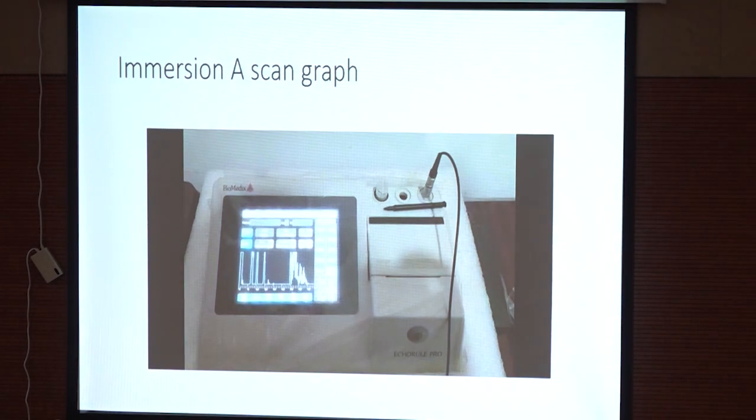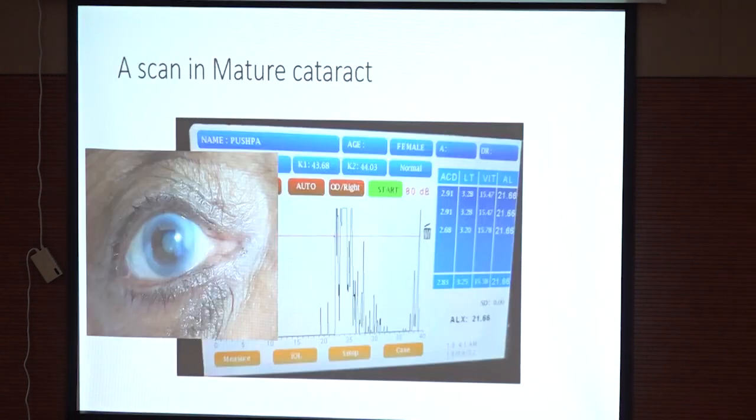So how does the immersion A scan graph look like? It is slightly different from the contact method in that the first spike here would be because of the probe and the aqueous water bath. The rest of the graph is the same as the contact method.